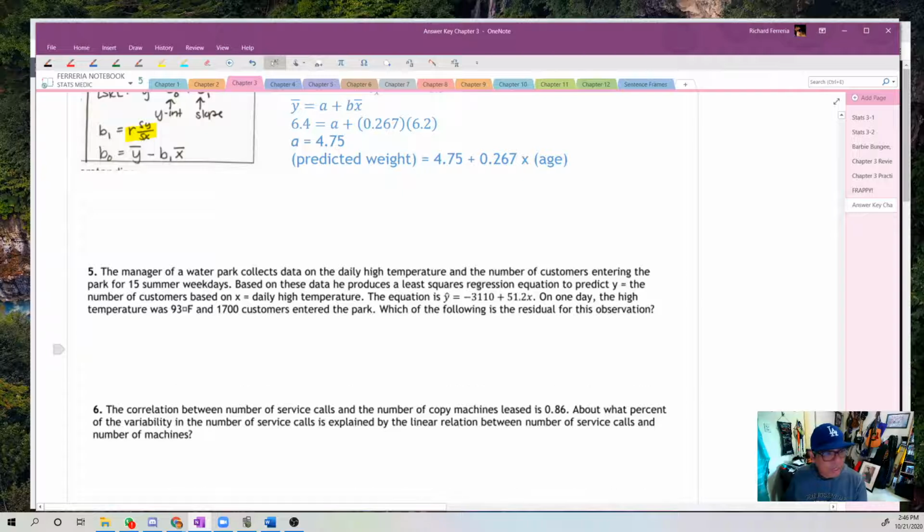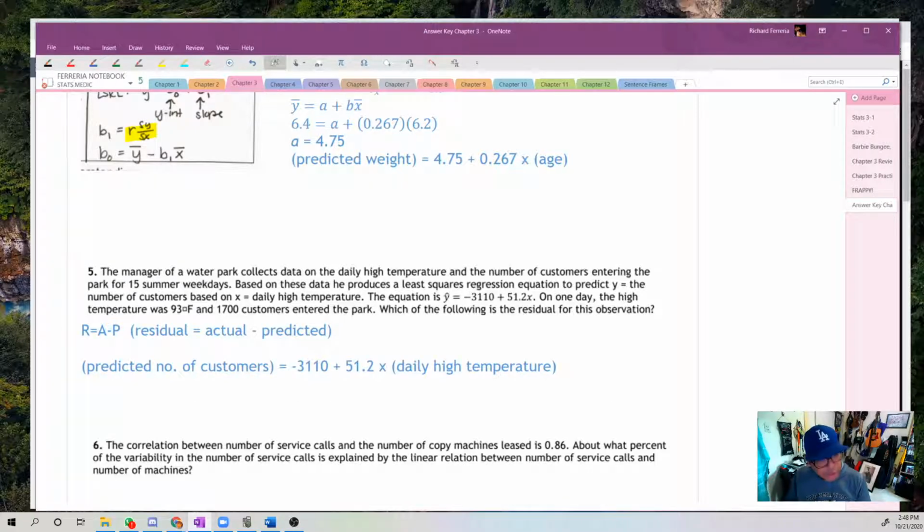Well, there is no which of the following. Just compute the residual. So I want you to remember that the residual equation is RAP. R equals A minus P. Or the residual is equal to the actual minus the predicted. So we can fill in a lot of this already. The actual number of customers was 1,700. We don't know the predicted number of customers, so we're going to have to figure that out if we want to find the residual.